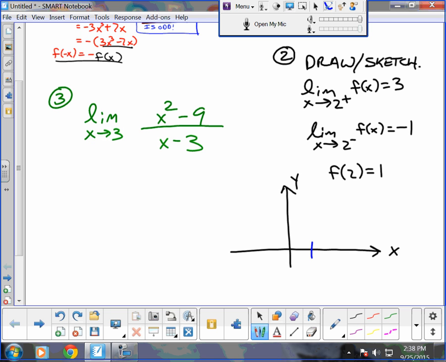At 2, boom. It's 3 from the right-hand side. So there's 3 from the right-hand side. It is negative 1 from the left-hand side. The world's most unscaled drawing. Boom. And at f of 2, it's 1.